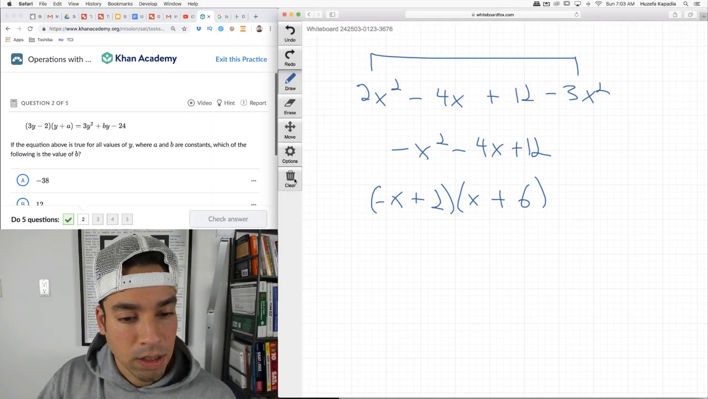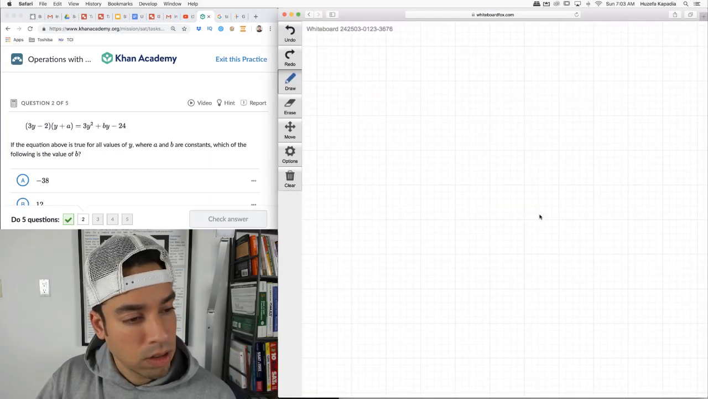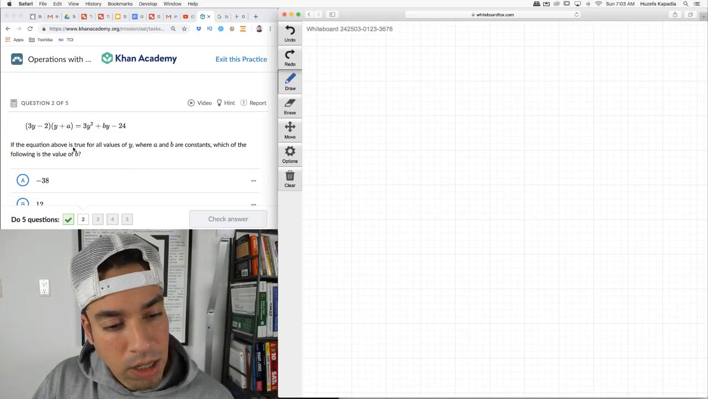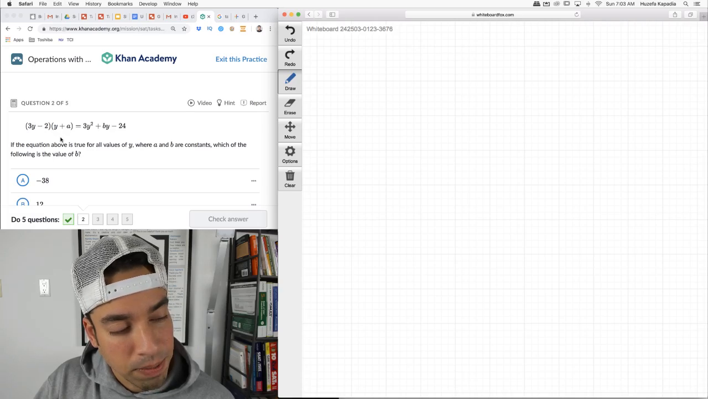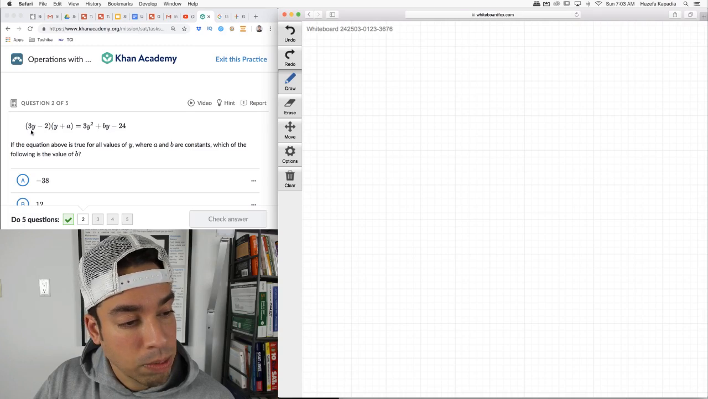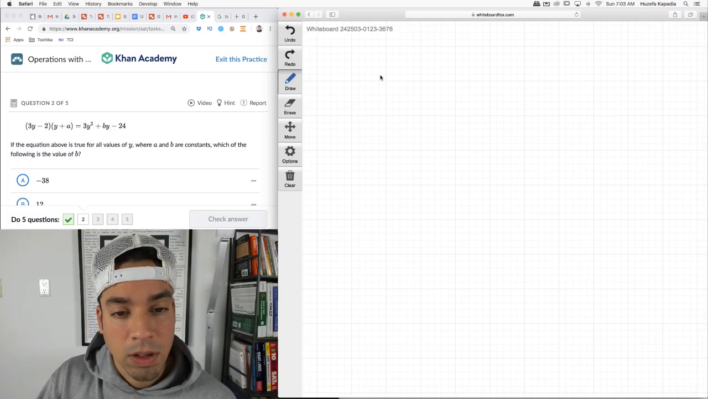Okay, next. If the equation above is true for all values of y, where a and b are constants, which of the following is the value of b? All right, FOIL the left side, and then we see what matches up with b. Watch this. I'm going to rewrite the whole thing.